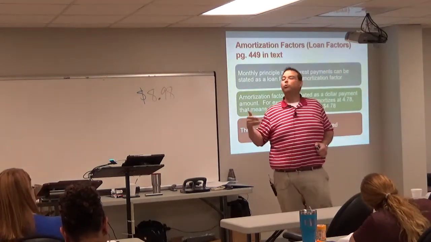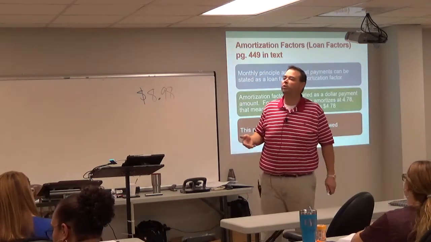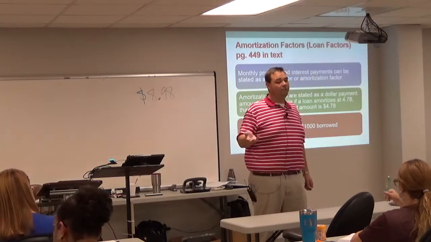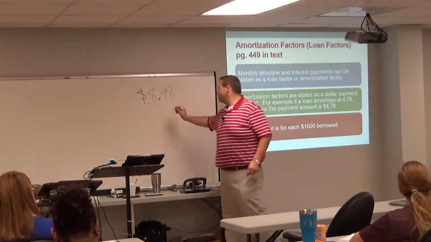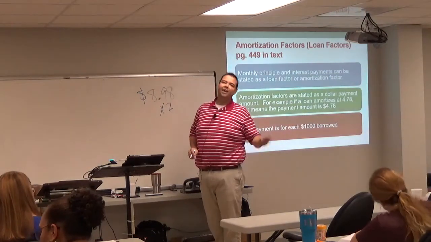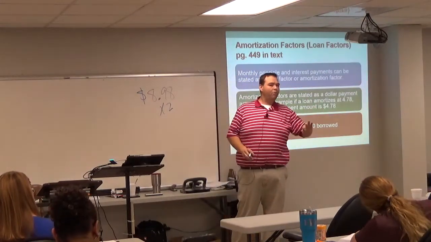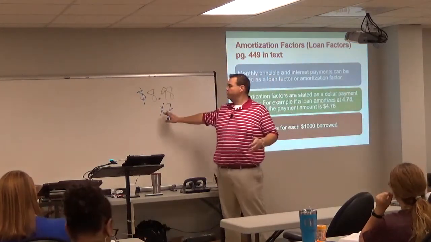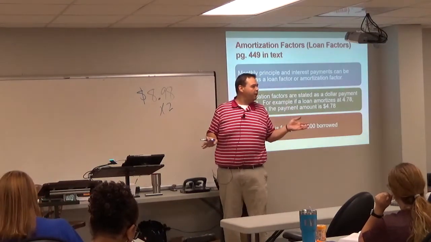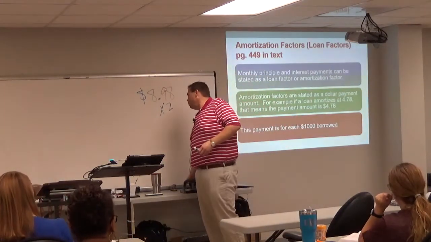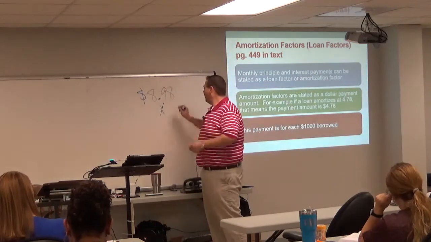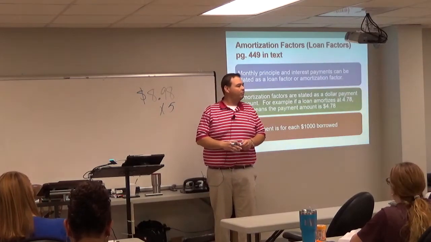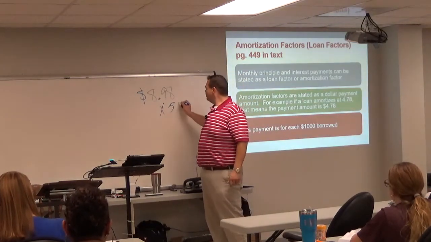Here's how that's useful, though. If you know what the payment is for $1,000, can you figure out the payment if they borrow $2,000? Yes. By doing what? Multiply by what? 2. It would be $8.98 times 2, right? Not times 2,000. We understand they borrowed 2,000, but because the payment is per thousand, we would just multiply times 2. Does that make sense for everybody? What if they borrowed 5,000? What will we multiply by? 5. What if they borrowed 50,000? Could we calculate their monthly payment? We would multiply by what? 50.